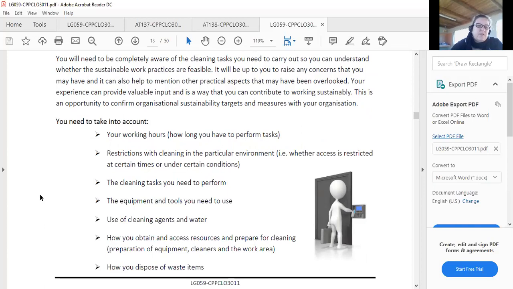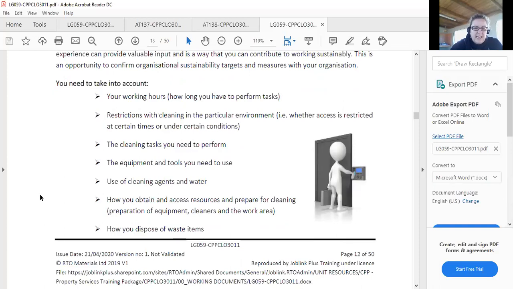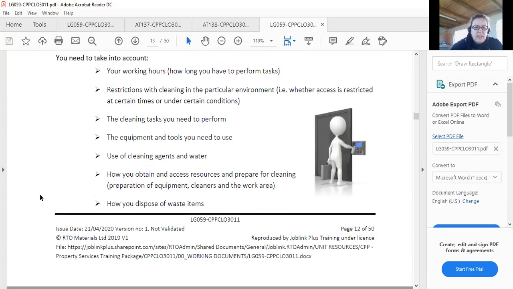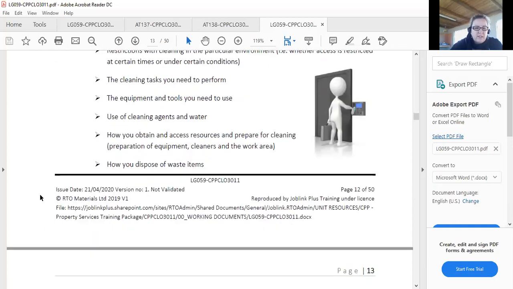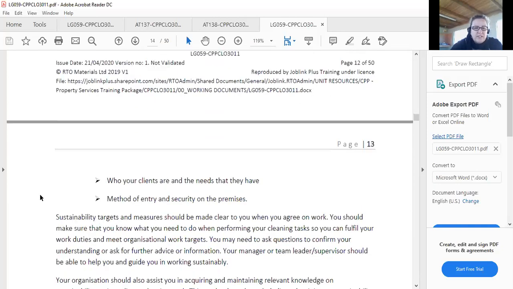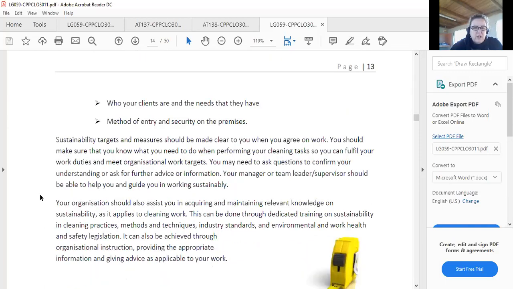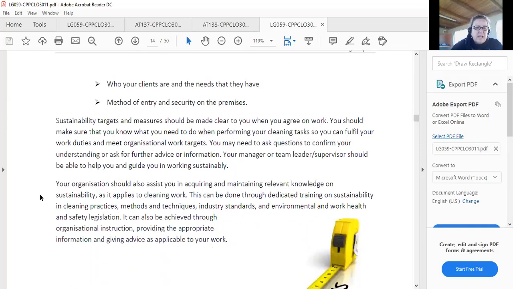But you need to take into account things like your working hours, how long you have to perform the task, restrictions with cleaning in a particular environment, the cleaning tasks you need to perform, the equipment and tools you need to use, cleaning agents and water, how you obtain and access resources and prepare for cleaning, and how you dispose of waste items. Also who your clients are and the needs that they have, and the method of entry and security on the premises. Sustainability targets and measures should be made clear to you when you agree to work.